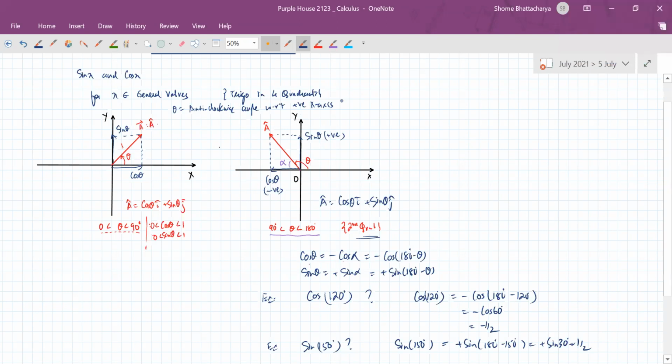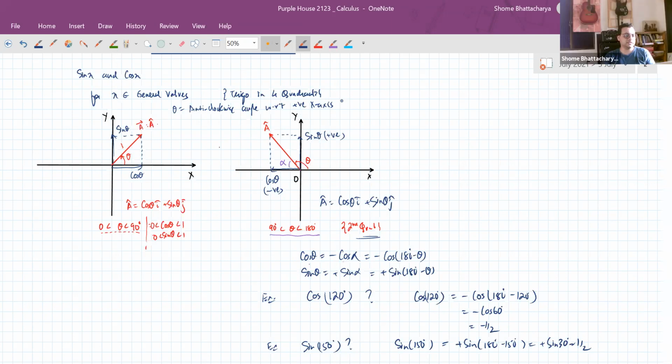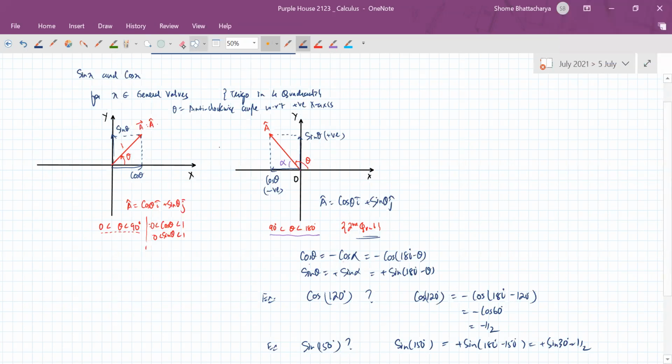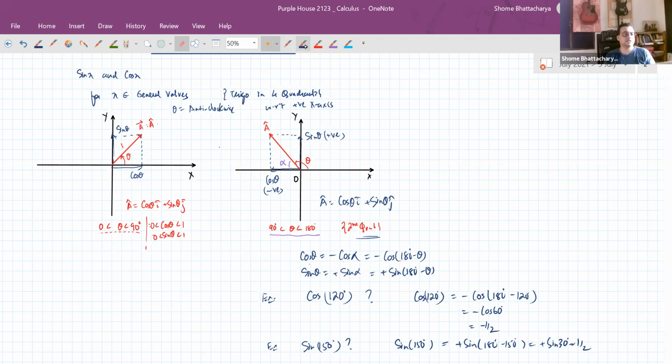Sir, anti-clockwise, after that, what you have written? With respect to positive x-axis. Anti-clockwise angle with respect to positive x-axis.